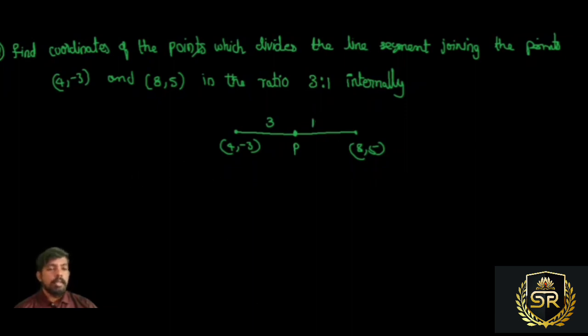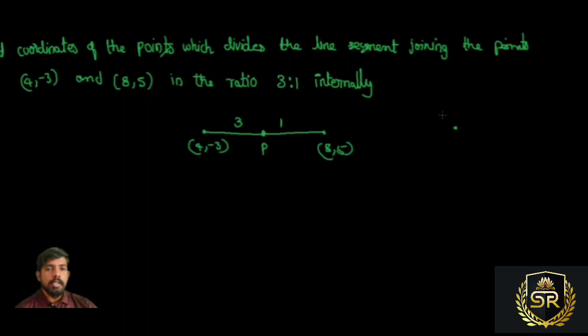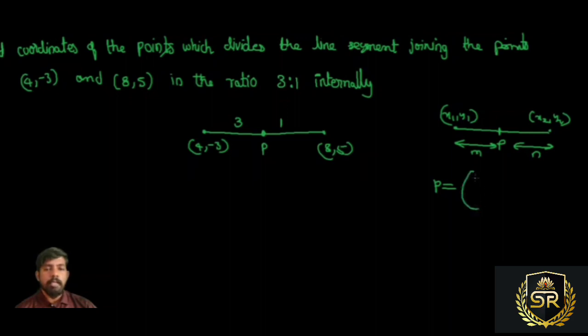That means in the figure we discussed just now, this is (x1, y1) and this is (x2, y2), and the point P divides the line segment in the ratio m:n. This is m, this is n. Then P can be determined by using (mx2 plus nx1) by (m plus n), (my2 plus ny1) by (m plus n). Now compare the given values with this.